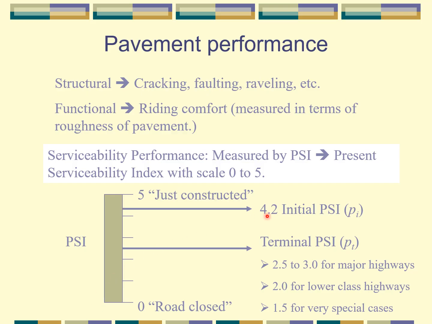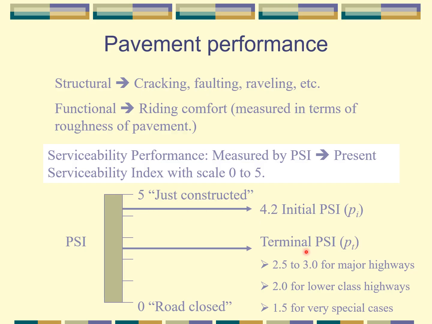In the design, we consider two Present Serviceability Indices: the initial Present Serviceability Index, P sub I, and the terminal Present Serviceability Index, P sub T. Normally in the design, we consider the initial Present Serviceability Index from 4.2 to 4.5. I will repeat, from 4.2 to 4.5.